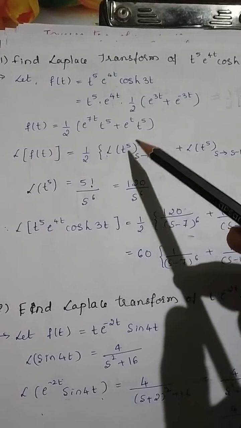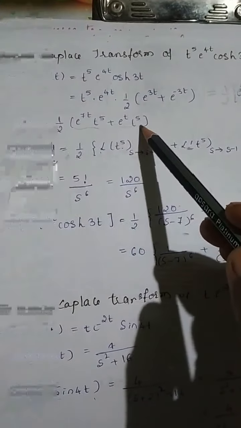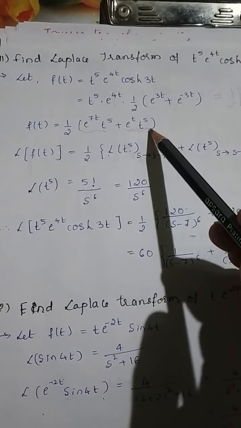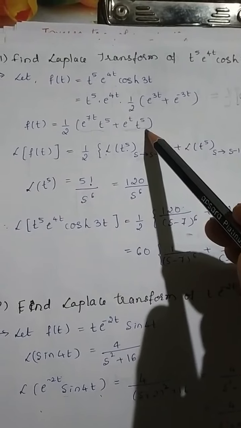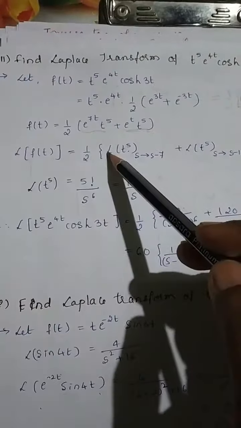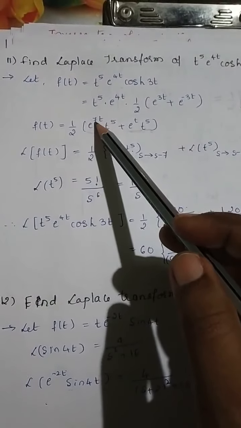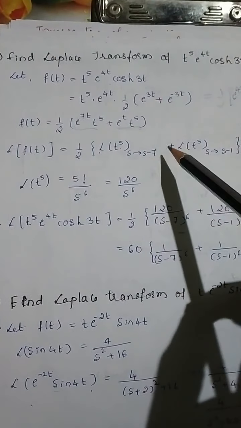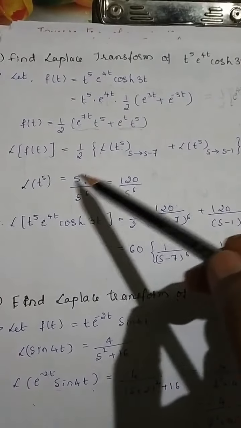Next we need to find the Laplace transform. You can see this is like e raised to at into f of t, so here we need to apply the first property. That means in place of F bar of s, s tends to s minus a. L of f of t is equal to 1 by 2 into L of t raised to 5, s tends to s minus 7, because here a is equal to 7, plus L of t raised to 5, s tends to s minus 1. Here a is equal to 1, therefore s tends to s minus 1.